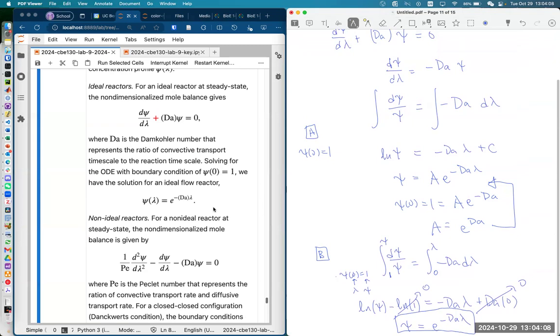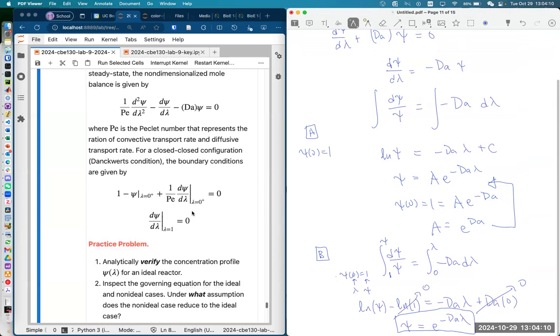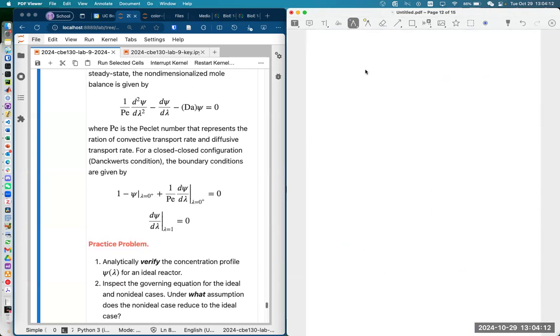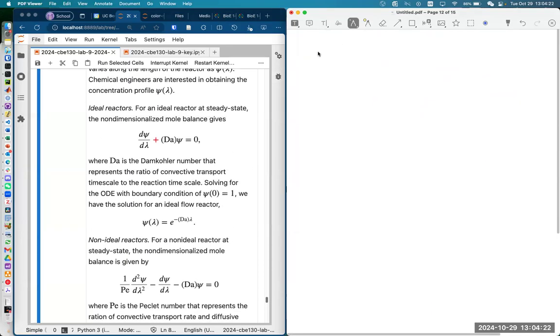Any question? The second question is to inspect the governing equation of the ideal and non-ideal case. Under what assumption does the non-ideal case reduce to the ideal case? So the non-ideal case is 1 over the Peclet number, a constant, times the second order derivative of psi, minus d psi d lambda, minus DA psi is equal to 0.